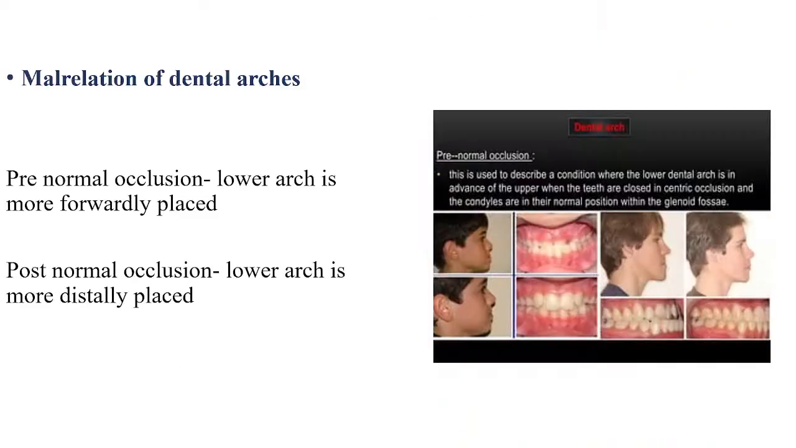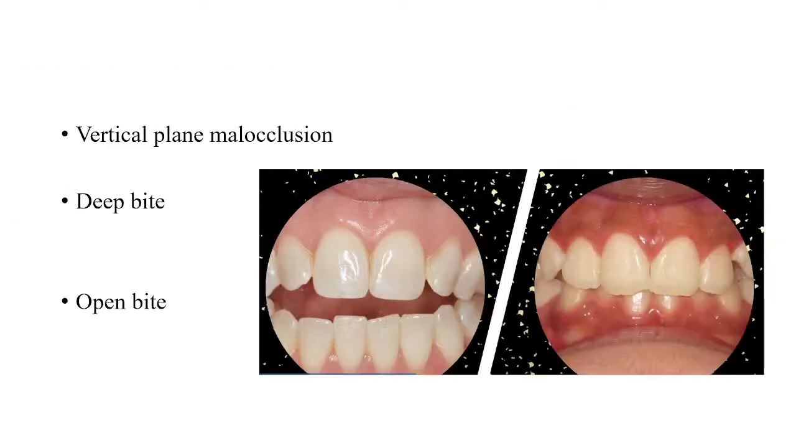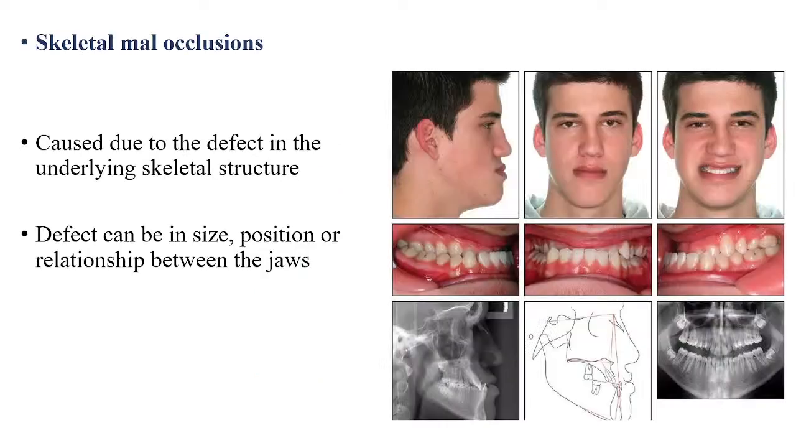Then you have malrelationship of dental arches, which means your lower arch is either placed ahead or placed behind. In the vertical plane, there is open bite or deep bite, which we have already spoken about. Then you can have skeletal malocclusions, in which one of your jaws has an issue, whether the jaw is bigger or its position or relationship is not correct with respect to the other jaw.